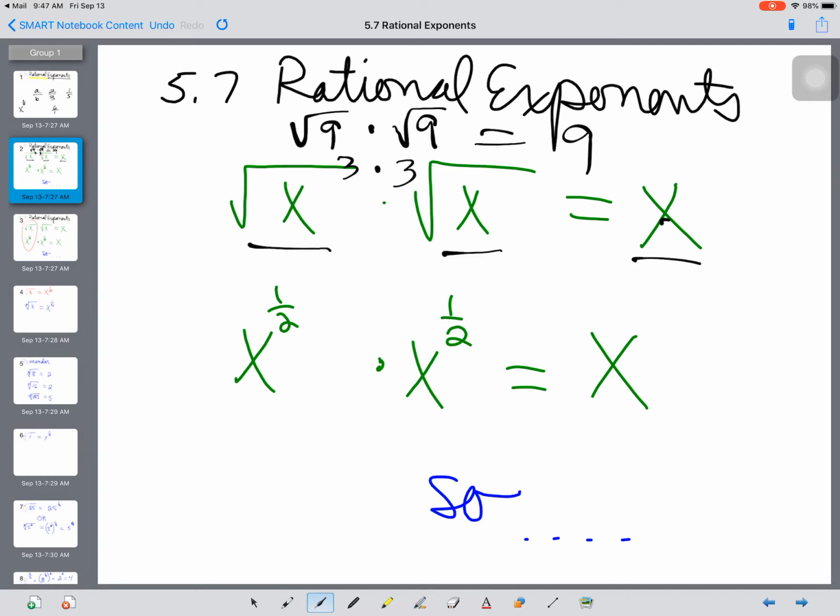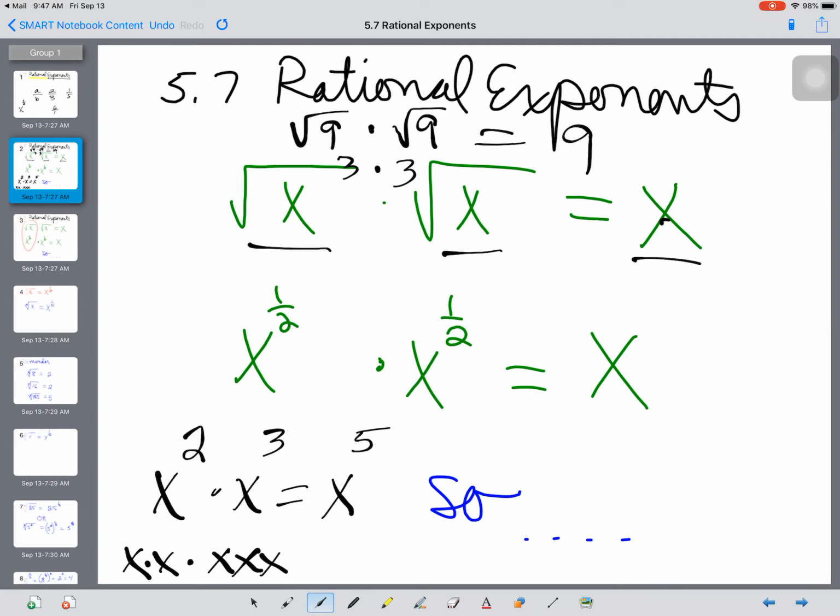Well, if you remember some old Algebra 1 stuff, remember when you have, for example, x squared times x to the 3rd power, the answer becomes x to the 5th power? And the reason being is that x squared means x times x, and x cubed means x times x times x. Well, look how many you have. 1, 2, 3, 4, 5. So the shortcut is when you multiply numbers that have the same base, you add their exponents. Seems kind of weird, but that's what happens.